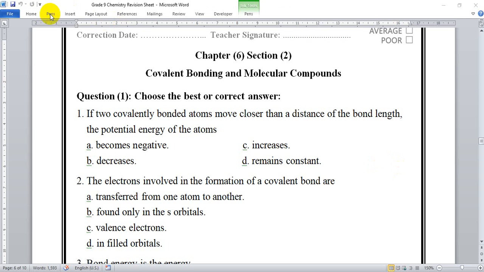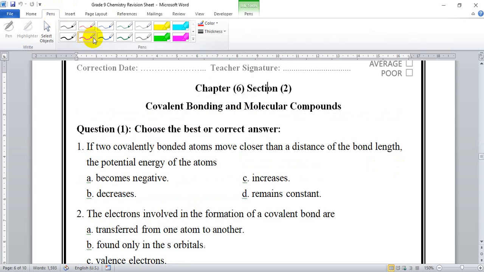In this video, we will solve Chapter 6, Section 2, Chemistry. First question, choose the best or correct answer. If two covalently bonded atoms move closer than a distance of the bond length, the potential energy of the atoms will become negative, decrease, increase, or remain constant?